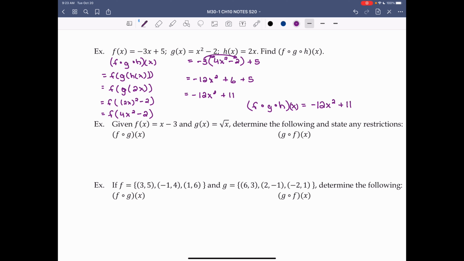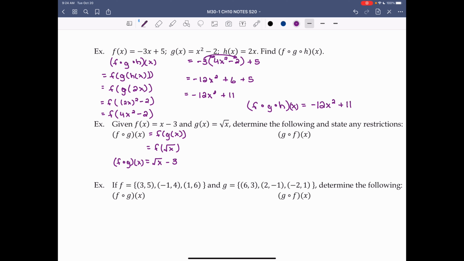Given f of x equals x minus 3 and g of x equals the square root of x, determine the following and state any restrictions. First, f of g of x, which we can write as f bracket g of x. So then it's f of what is g of x? g of x is square root of x. And then f of x is x minus 3. So where we have an x in f of x, we plug in g of x, which is square root of x, which gives us square root of x minus 3, which is our f of g of x.